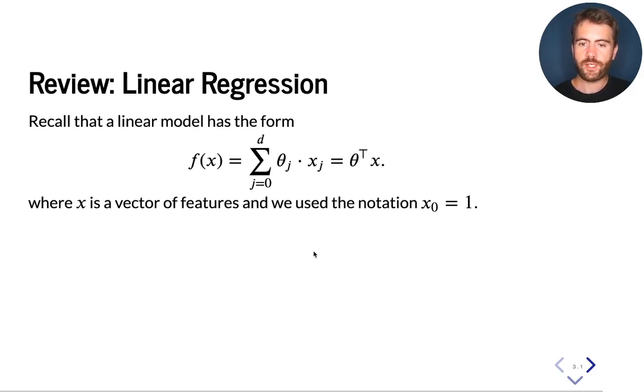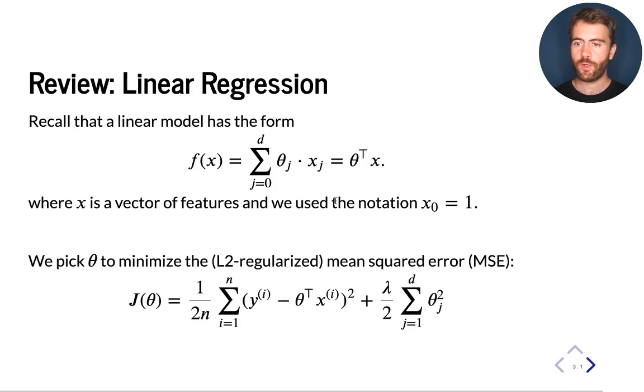So recall that in linear regression, we assume a model of this form, where the output of the model f of x is some kind of linear combination of the input attributes x, which we can write in a vectorized form as theta transpose x. So theta here are the parameters of the model, and x is our input, and it's a vector of input attributes.